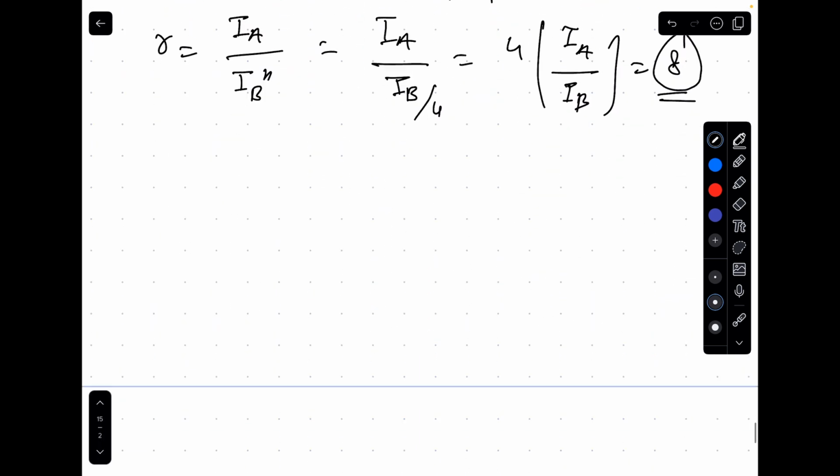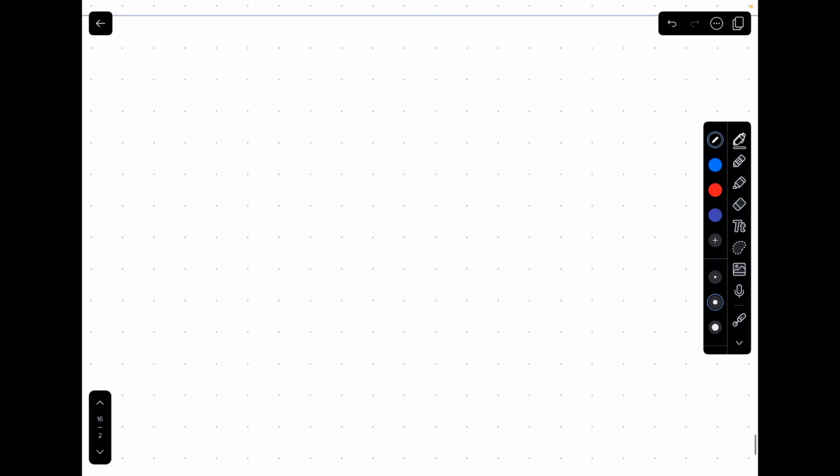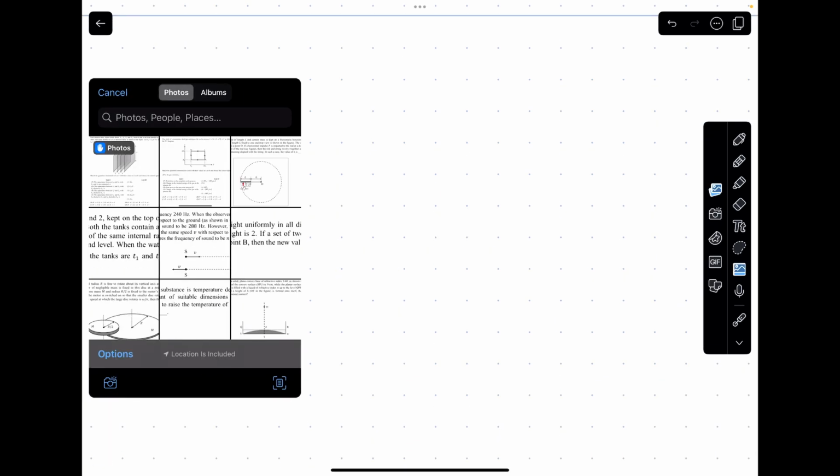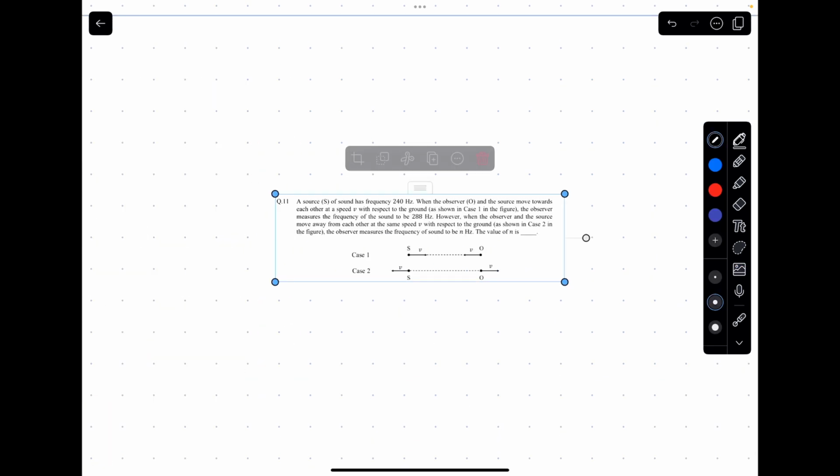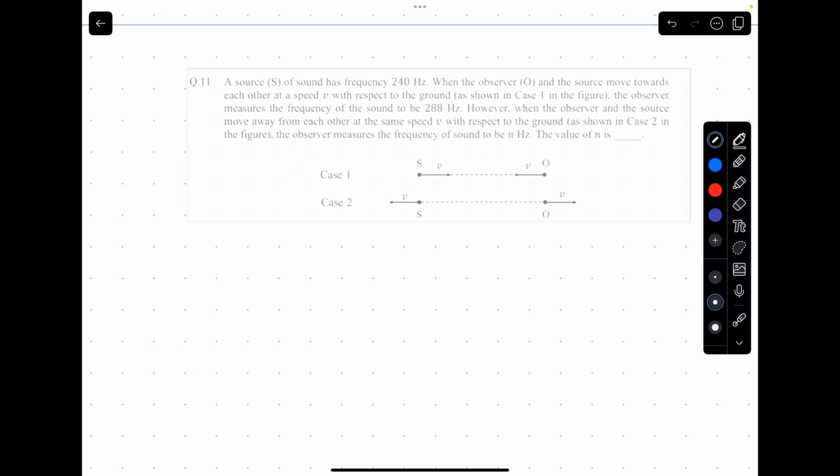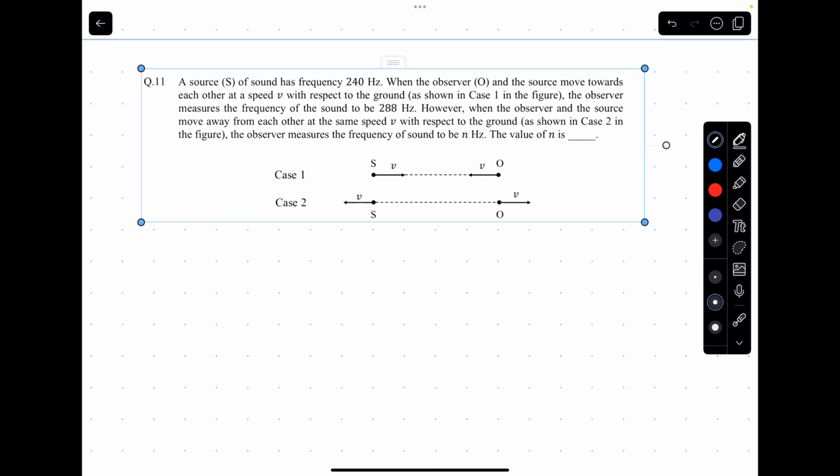Alright. Now next. Here is our next question. Look, in this question they have given us that the source and the observer both are moving, right? And here we need to find out the frequency in the second case.